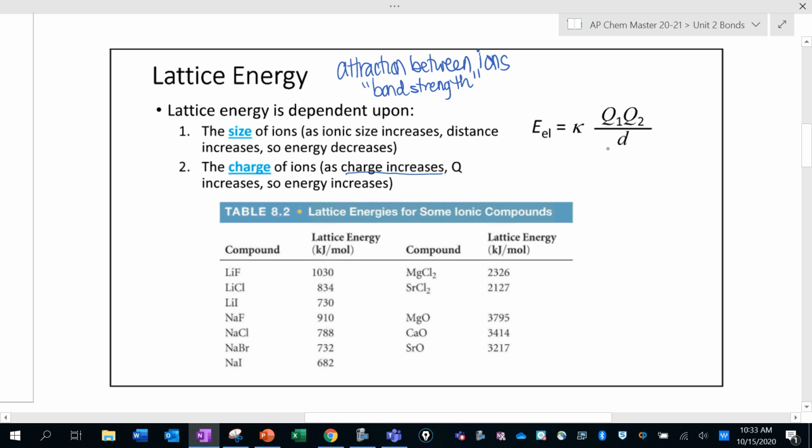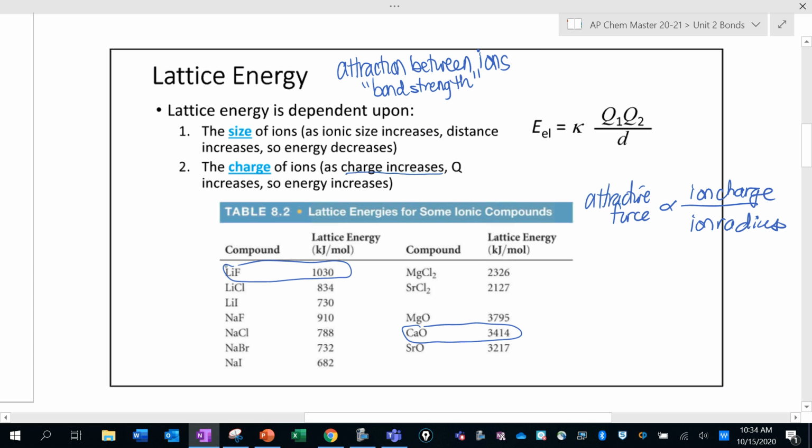So the distance that we're talking about here, let's write this in terms of ionic bonding. So the attractive force is going to be directly proportional to the ion charge. So the larger the charge, the larger the attractive force. And it's going to be inversely proportional to the ionic radius. And that basically describes the distance between the ions. So if you notice over here, if we compare calcium oxide to lithium fluoride, calcium oxide, we've got +2, -2 charges. Lithium fluoride, you've got +1, -1 charges.